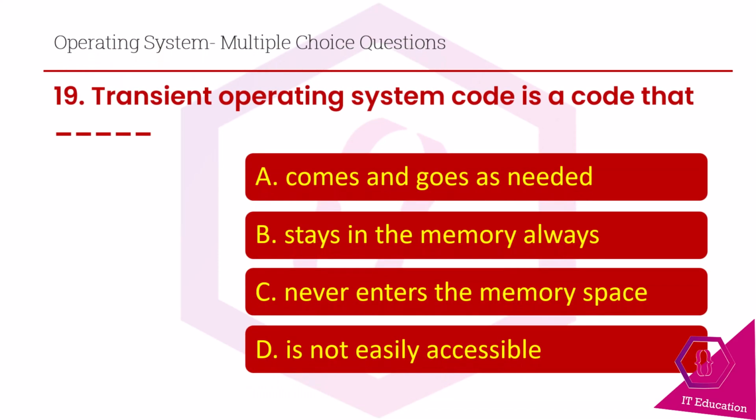And the next question is transient operating system code is a code that option A comes and goes as needed, option B stays in the memory always, option C never enters the memory space, option D is not easily accessible. So here we have transient operating system. That means the transient operating system can come and go as needed, means option A is the correct answer.